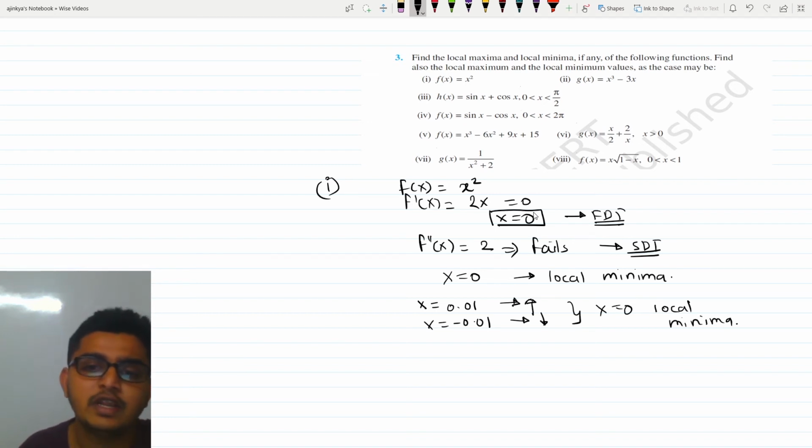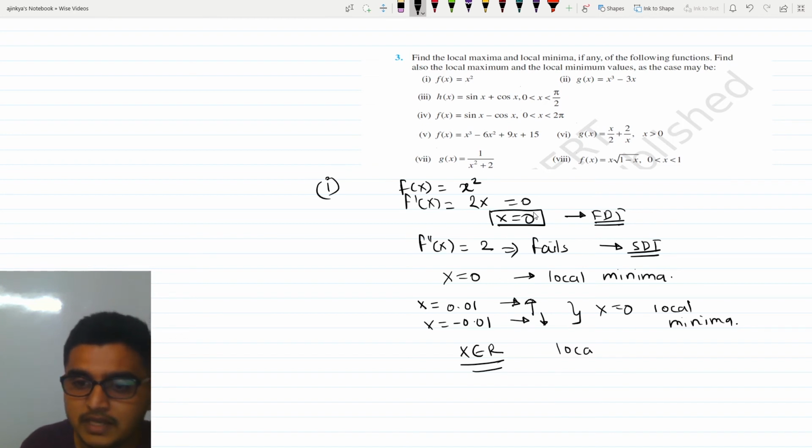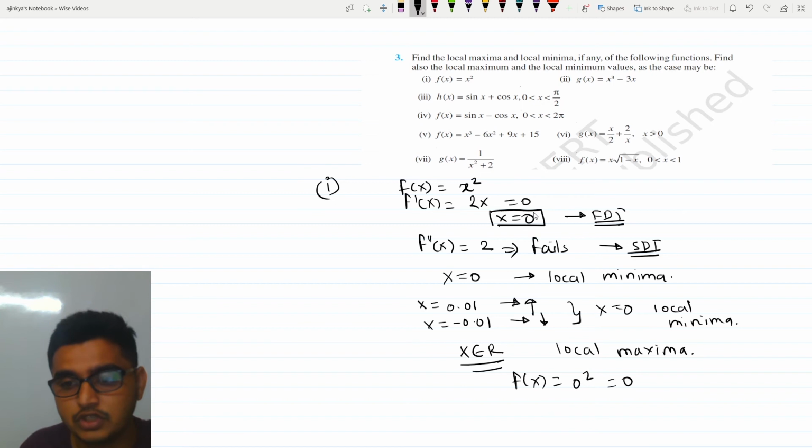But in the case of finding the local maxima, since x belongs to R, we cannot find the local maxima. So this particular function does not have a local maxima. Since it doesn't have a local maxima, it is not going to have a maximum value. We can immediately tell that the lowest value of this function is at the local minima, where f of x is going to be 0 squared, which equals 0. So this is your minimum value.